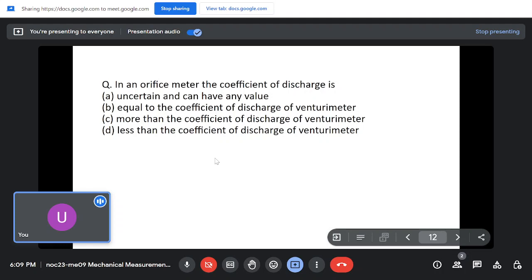So you are asked to compare the coefficient of discharge for an orifice meter and a venturi meter, and they have given four conditions, out of which one is true. So you have option A as uncertain and can have any value, B, equal to the coefficient of discharge of venturi meter, C, more than the coefficient of discharge of venturi meter, and option D, less than the coefficient of discharge of venturi meter.